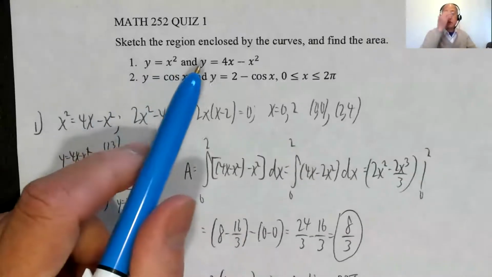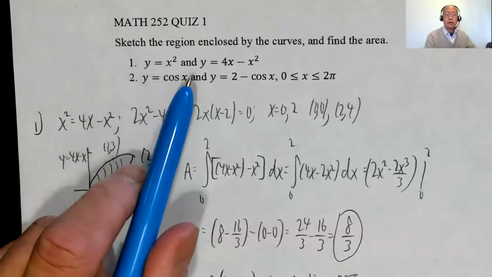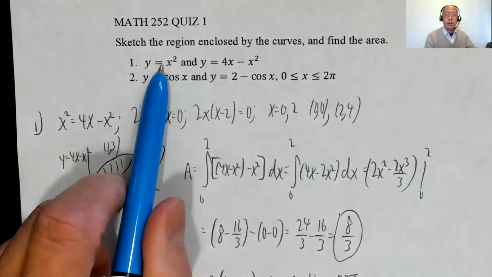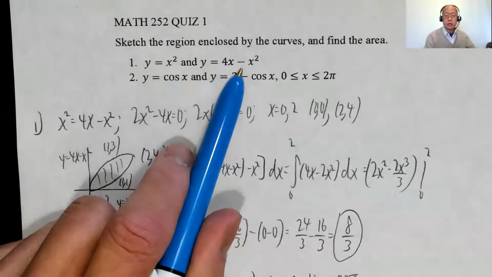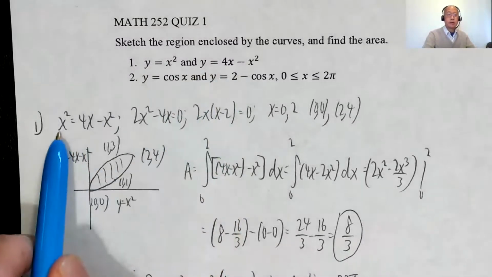Okay, sketch the region enclosed by the curves and find the area. So number 1, y equals x squared and y equals 4x minus x squared. I know this is a parabola opening up. I know this is a parabola opening down because of negative x squared. So first I need to find out where they touch. The way you do that is set them equal to each other.